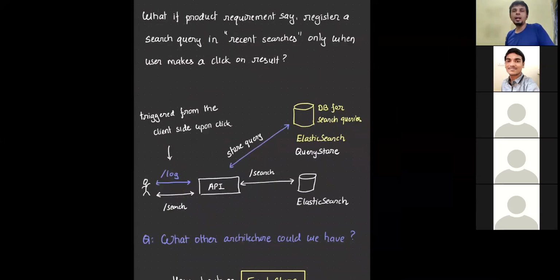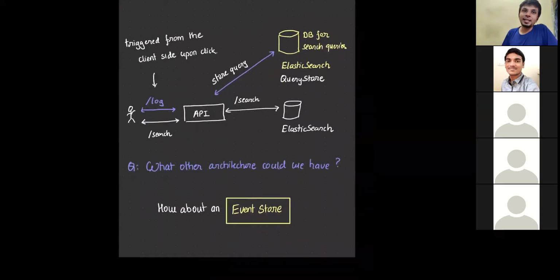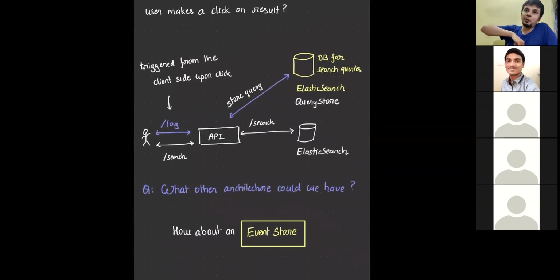Okay. Now coming back to our recent searches. What if the product requirement says to register a search query in recent searches only when the user makes a click on the result? So this is even one level after it, right? Log it into this database only after the user searched for it and then clicked on one of the results, and only then record it. If that's the case, then you might have to have a separate endpoint which does logging of the query.